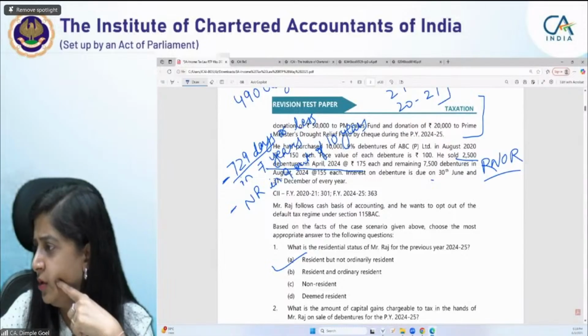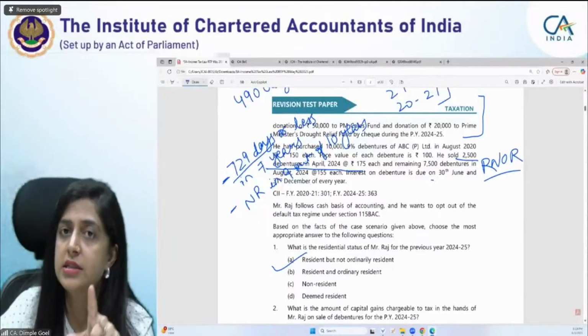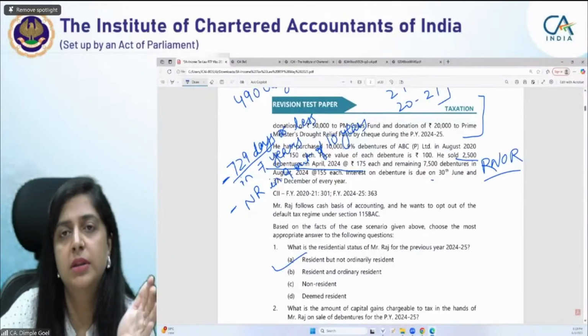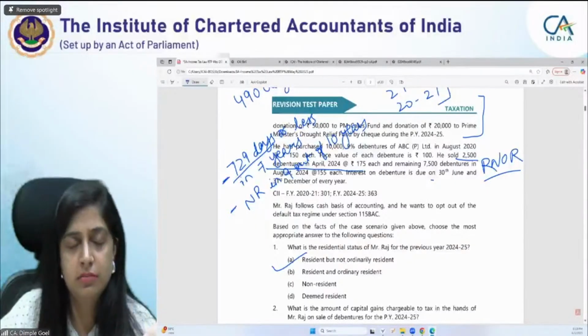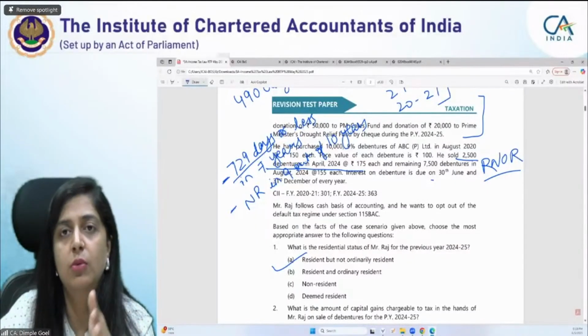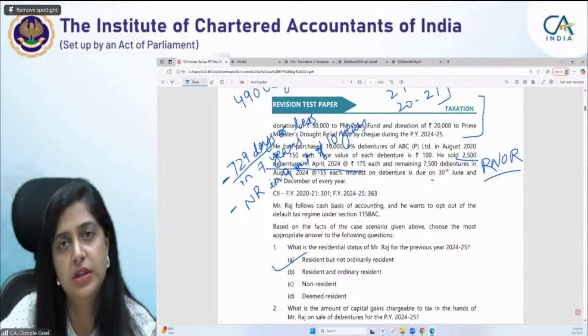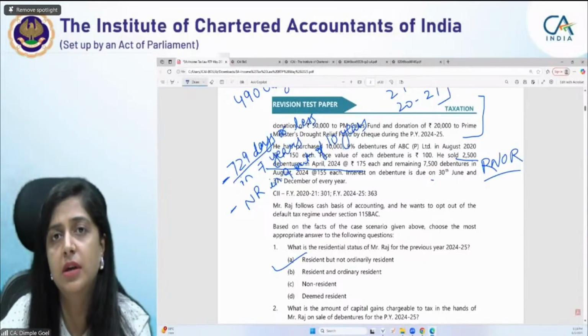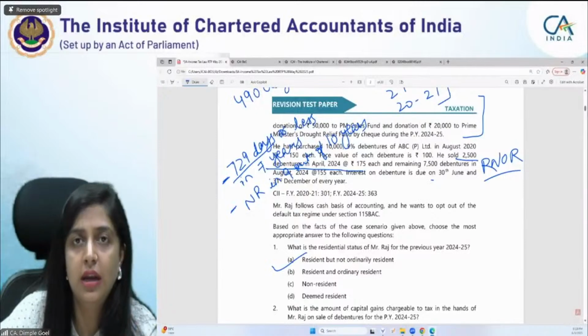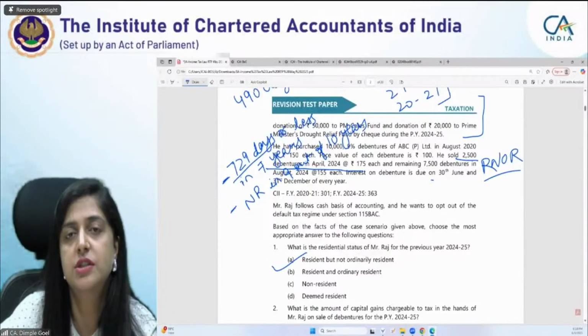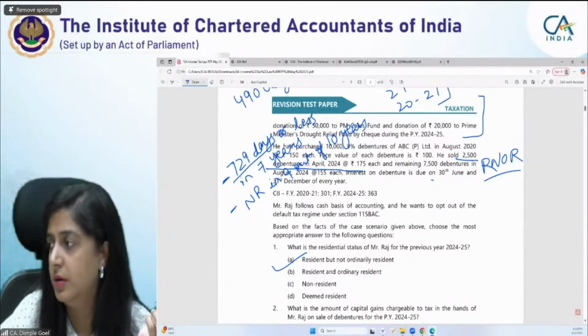Anil ma'am, we need not check additional condition for person in case he falls under exceeds 15 lakh, right? Yes, if total income from Indian sources exceeds 15 lakh and he has stayed for 120 days or more and 365 days or more in the preceding 4 years, and because of that he is becoming a resident, then directly he will be a RNOR. You don't need to check these other conditions for becoming a RNOR or ROR. He will directly be a RNOR.